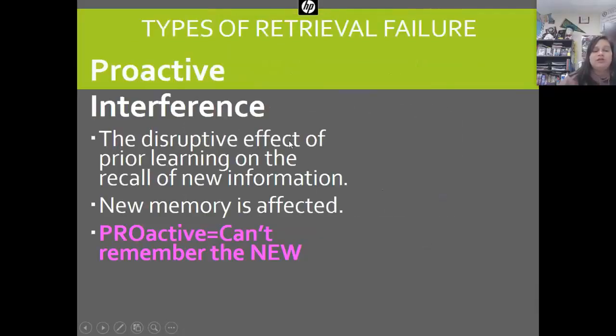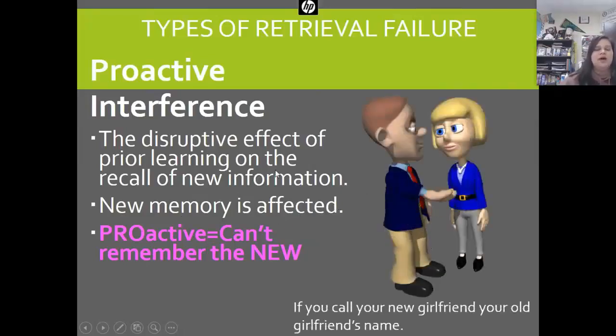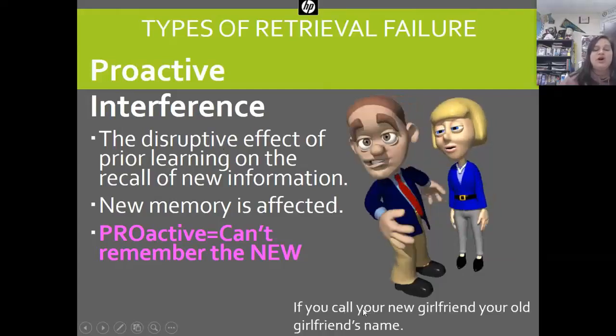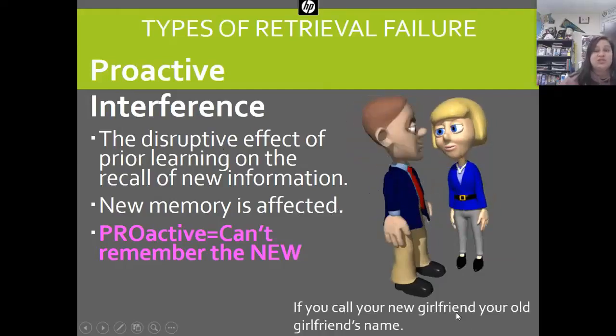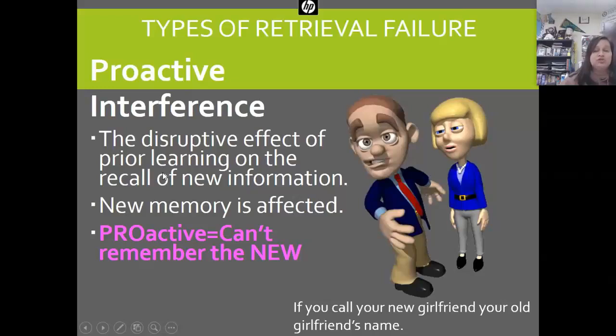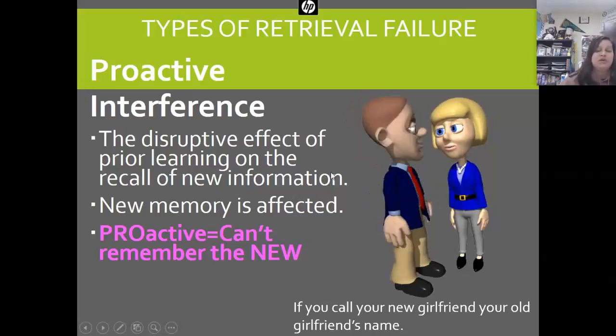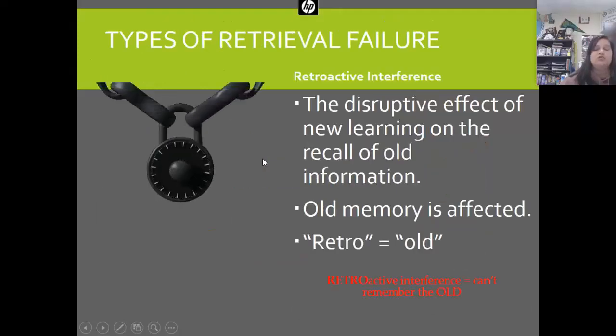So proactive interference, I remember this by saying proactive, you can't remember the new. I just repeat that over and over. So this would be like if you call your new girlfriend your old girlfriend's name, you can't remember the new girlfriend's name. So the old information is still so strong in your memory that you can't remember the new information. That's proactive interference. With retroactive interference, you can't remember the old information. Retroactive interference, can't remember the old.